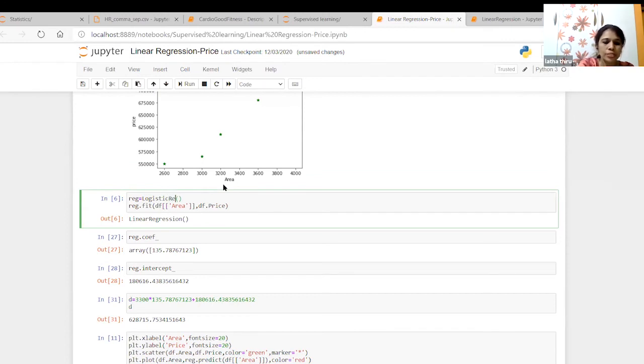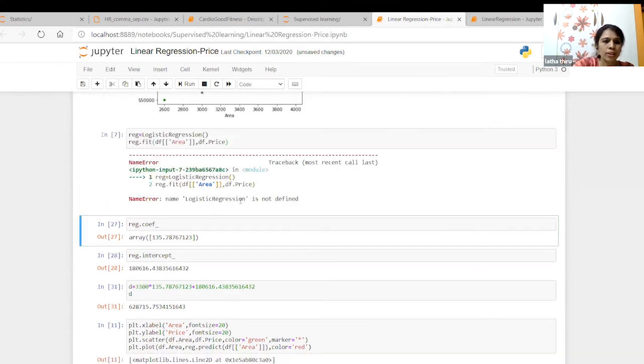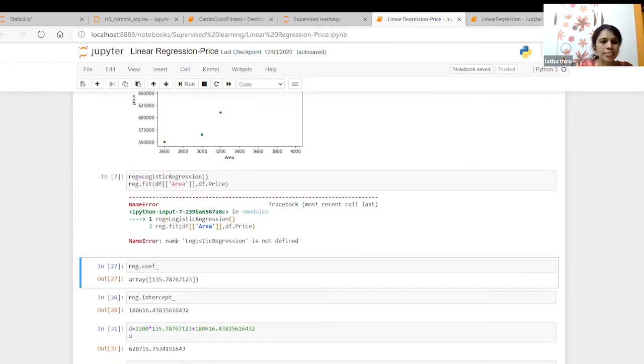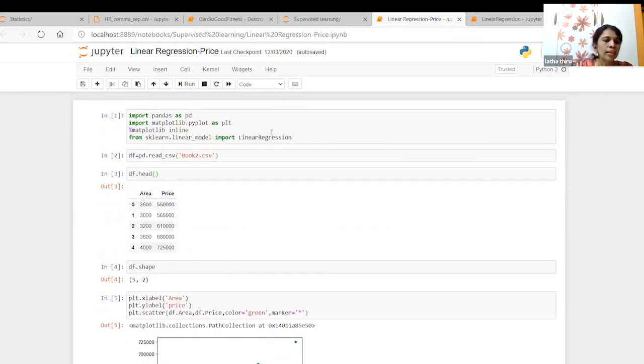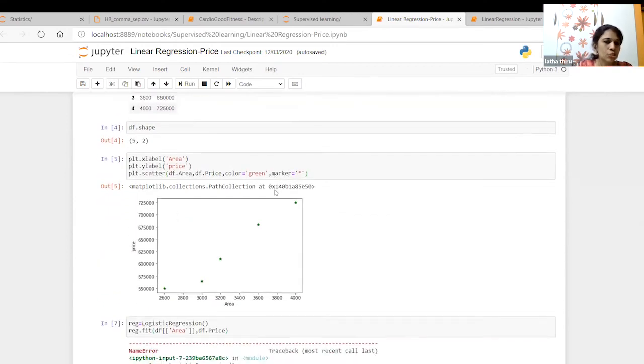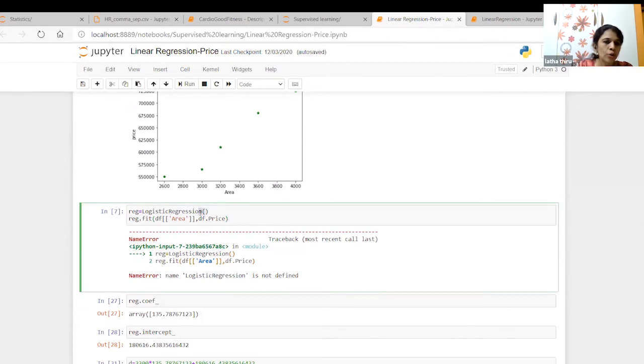One more thing I want to tell you. This is how we have to run it. If you make it logistic regression, here it is not defined because I have not yet imported logistic regression. That is the reason it is showing that. Since it is a linear regression model, I have to write it as LinearRegression.